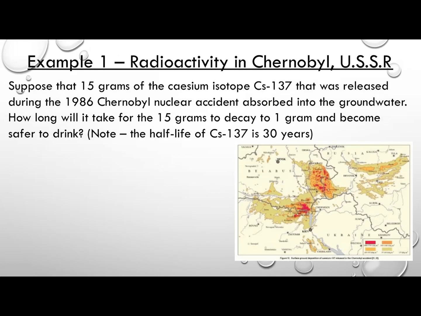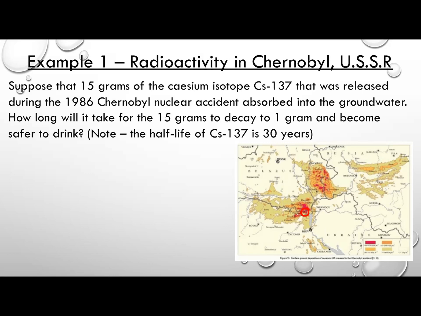So let's get to the problem itself. Right off the bat, we have this diagram here. This diagram shows what kind of radioactive fallout occurred as a result of the accident. I believe Chernobyl is right here. And obviously the red spots got the most intense amount of radiation fallout, then the orange, then the yellow, and then the lighter tan in terms of descending intensity.